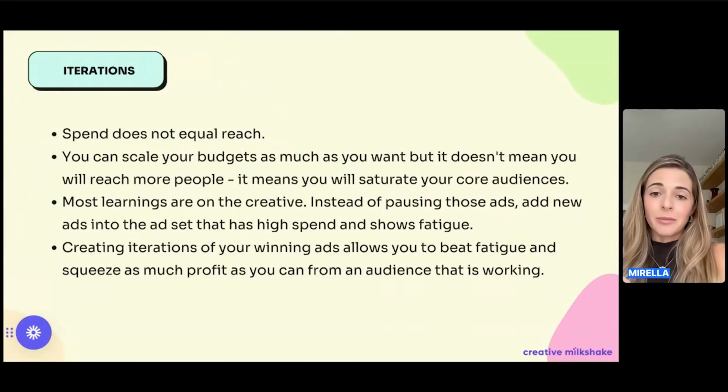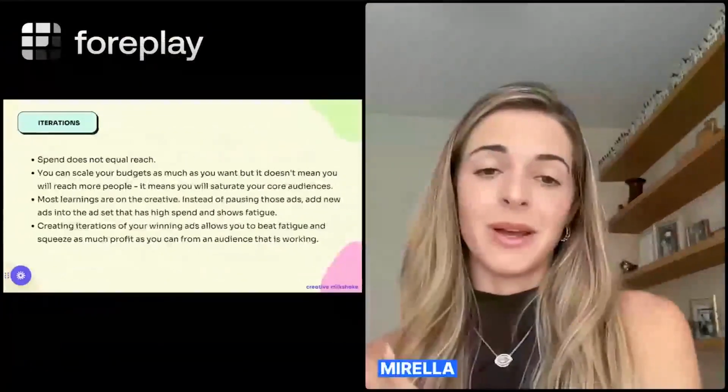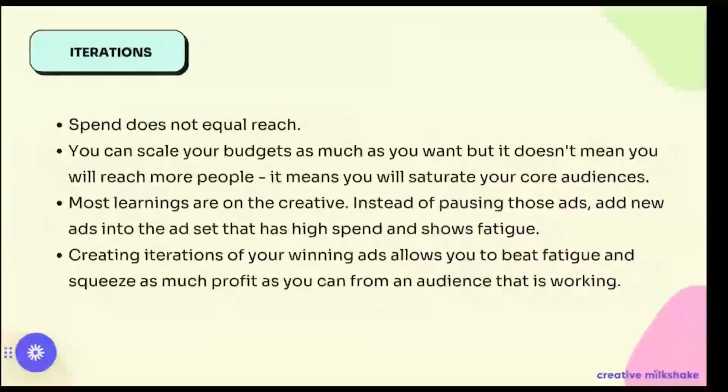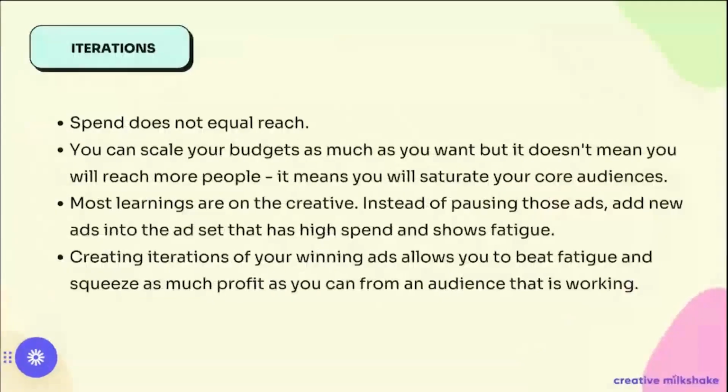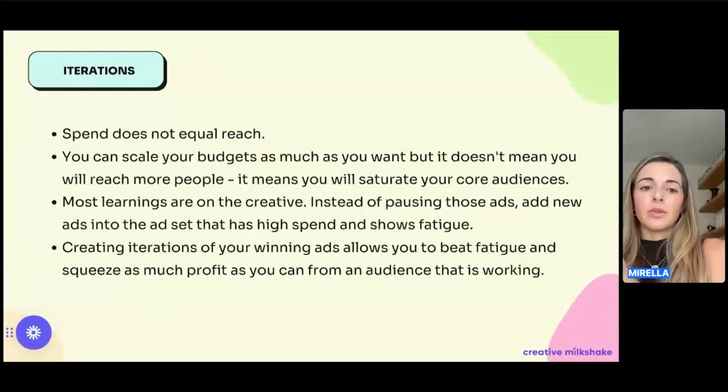Best practice when it comes to Meta is that most learnings are on the creative. So instead of pausing your ads, let's say you find a winner that has the most spend and the lowest CPA, but the CPA is rising because you're hitting creative fatigue, don't pause that ad. Add new ad variations in that ad set so you can lean into those learnings and hopefully improve the creative fatigue.